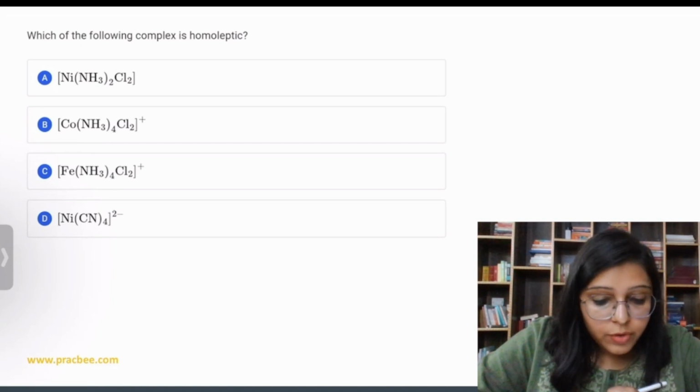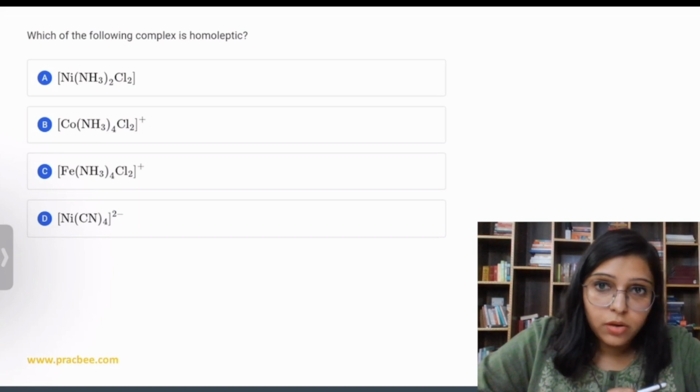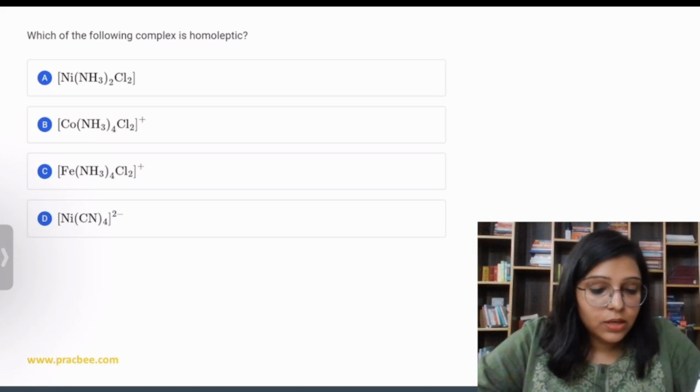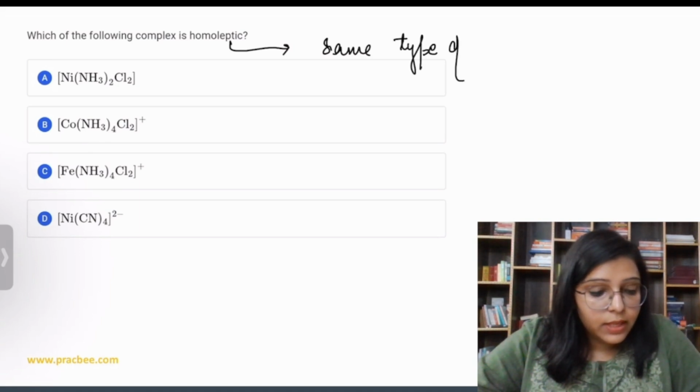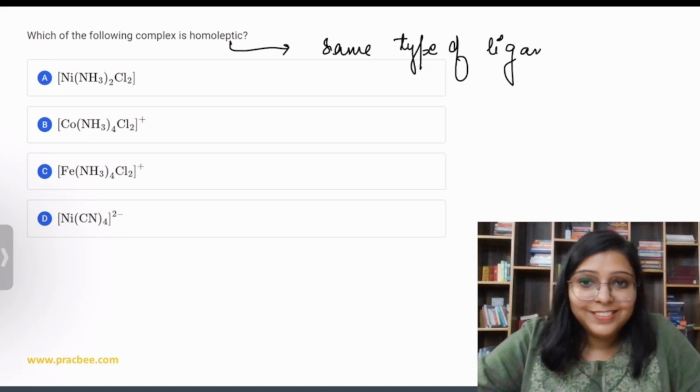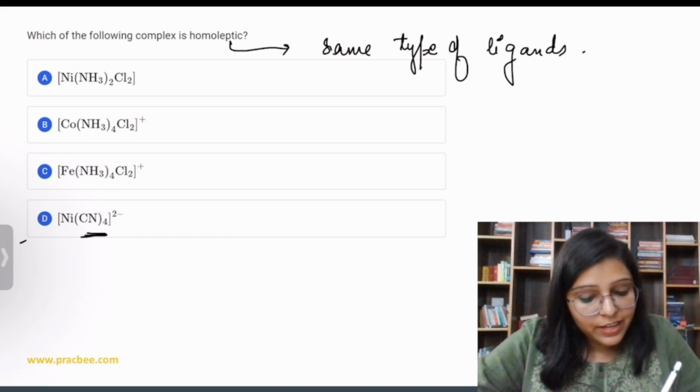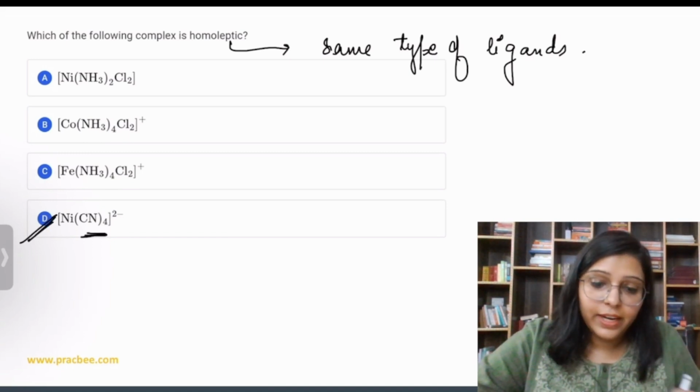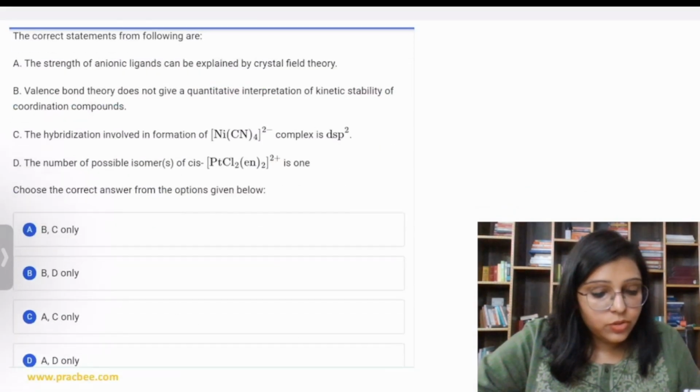Now next, which of the following complexes is homoleptic? Homoleptic means the same type of ligands. Same type of ligands are present in option number D. Only cyanide is present over here. So option D is the correct answer. Right? Now let's do the next question.